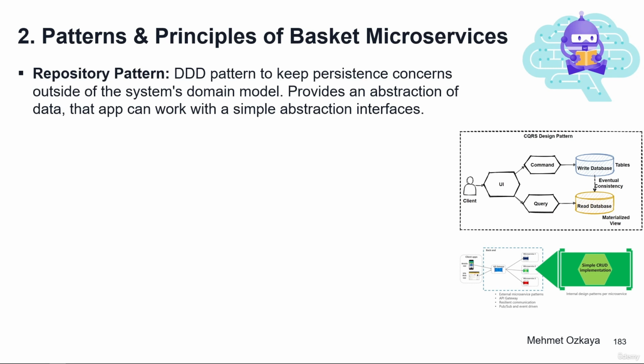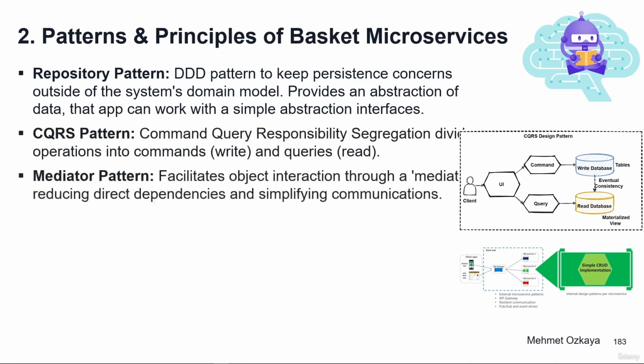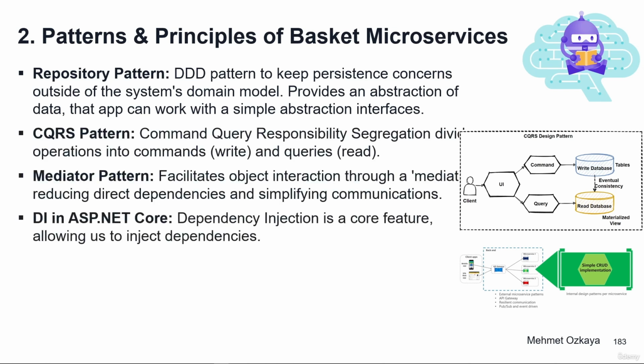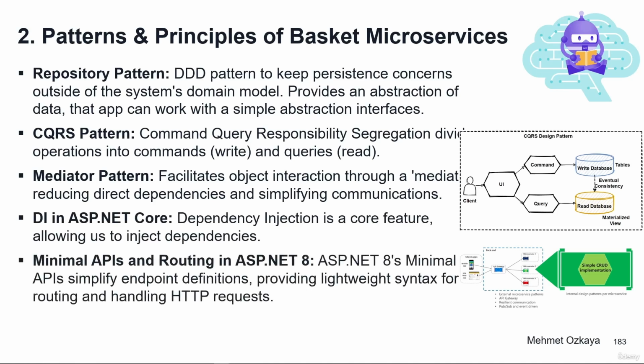So we will use this pattern to achieve loose coupling, and we can keep domain objects persistence ignorant. Also, we can follow other patterns including the CQRS pattern, mediator pattern, dependency injection in ASP.NET Core, and minimal APIs and routing patterns that we have already learned in the catalog microservices.